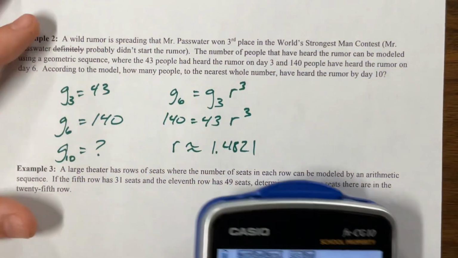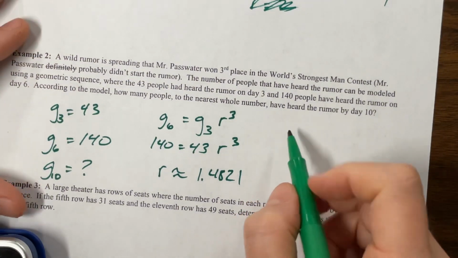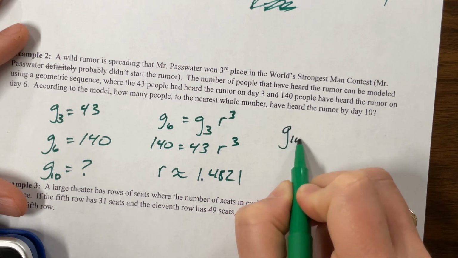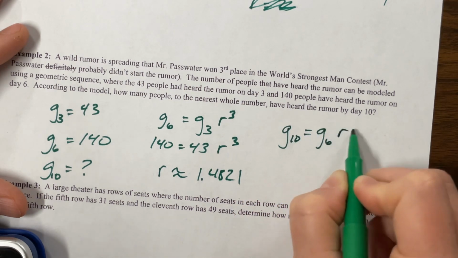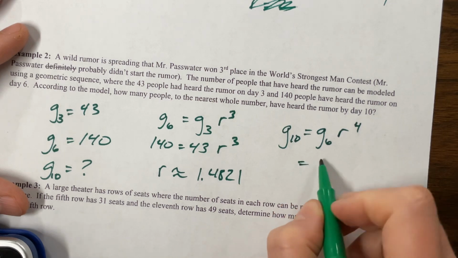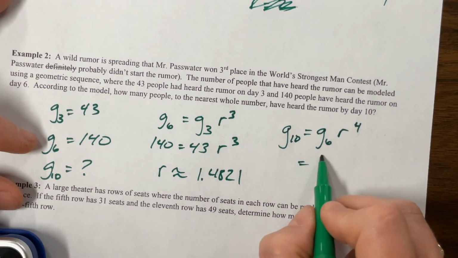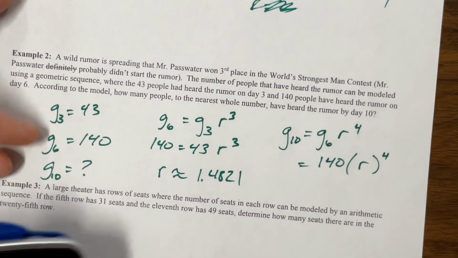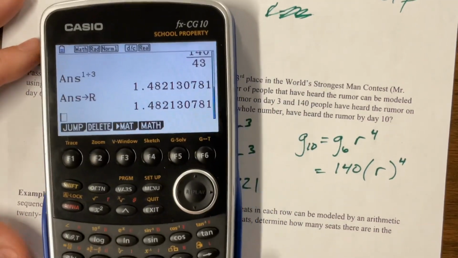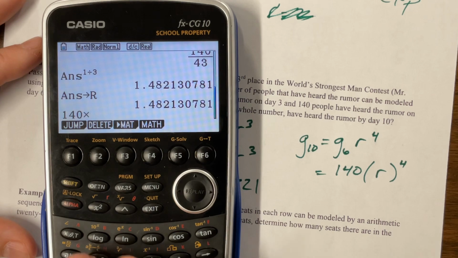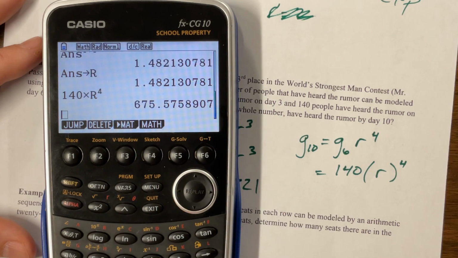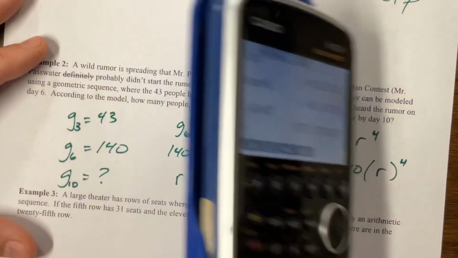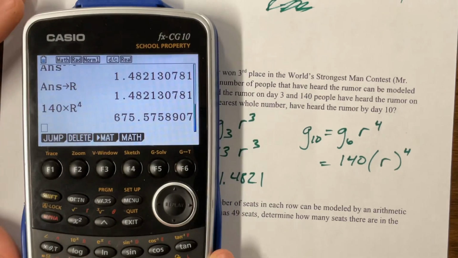Okay, so now what am I trying to do? I know that G sub 10 would be equal to G sub 6 times R to the 4th power. So I can take G sub 6, which was 140, and multiply it by my R value, which I stored, raised to the 4th power. So I'm going to say 140 times alpha R, nope, not Q, alpha R, there we go, raised to the 4th power. And to the nearest whole number, how many?